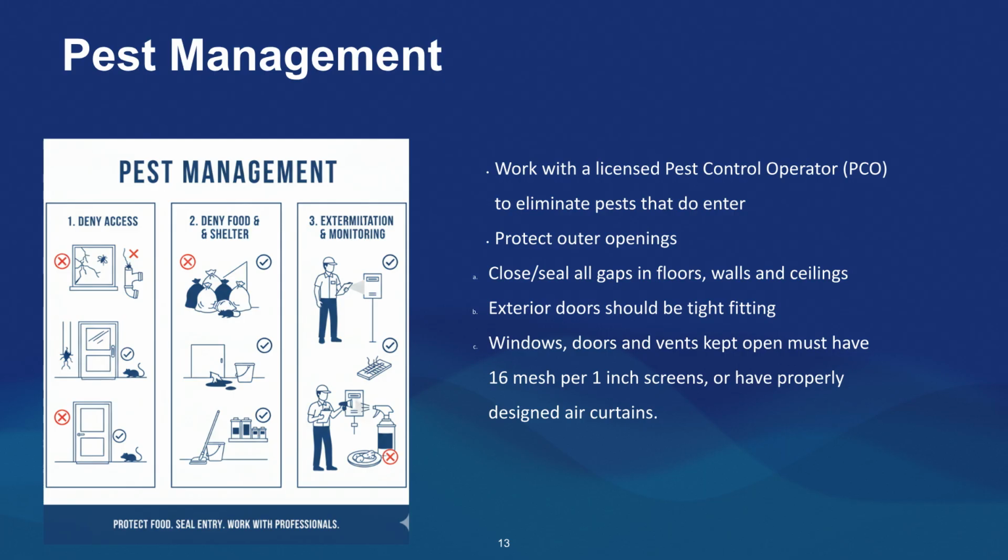Protect outer openings by sealing gaps in floors, walls, and ceilings. Exterior doors should be tight-fitting. Open windows, doors, and vents must have 16 mesh per 1-inch screens or properly designed air curtains.